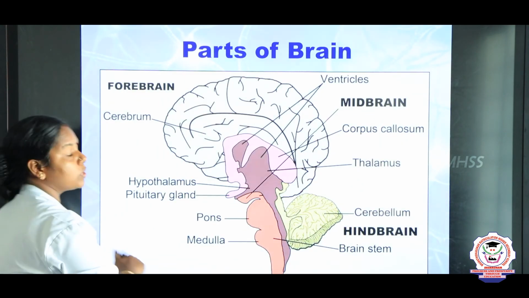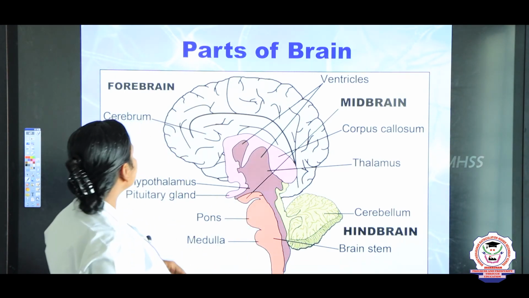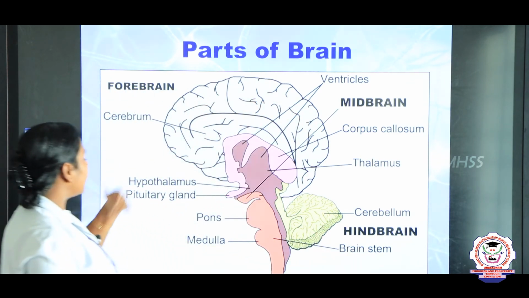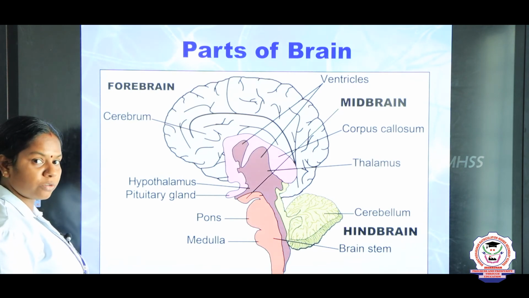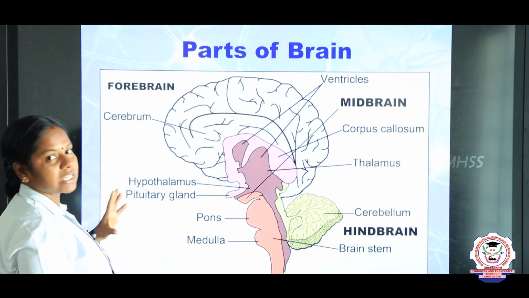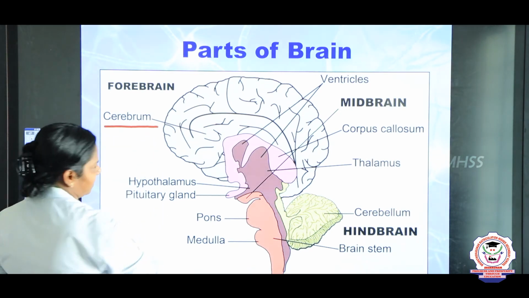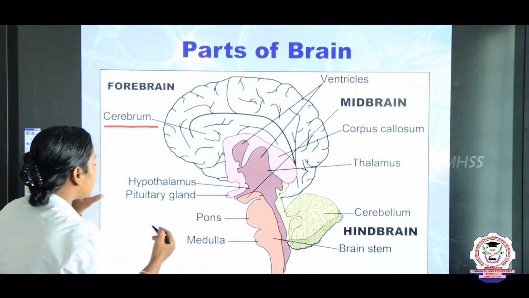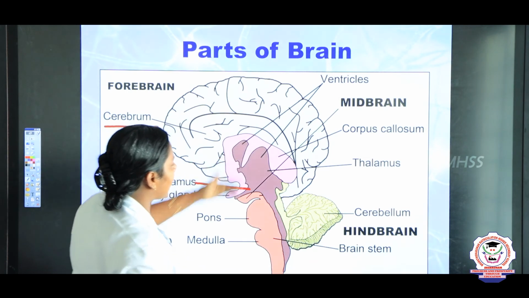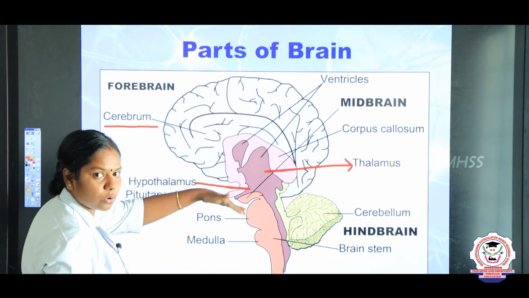Next we are going to discuss the parts of the brain, right? The brain consists of 3 main parts: forebrain, midbrain and hindbrain. Forebrain consists of cerebrum, thalamus and hypothalamus. We shall discuss only the parts, children. Forebrain consists of the cerebrum, which is the largest part of the brain. Next is the hypothalamus, and just above the hypothalamus is the thalamus. Hypo means below, below the thalamus, hypothalamus.